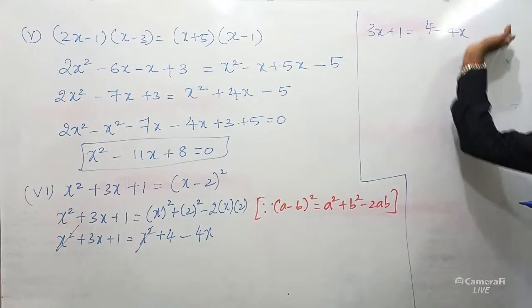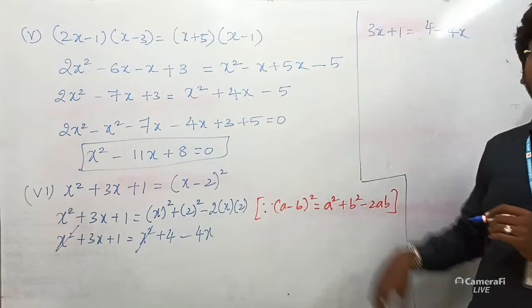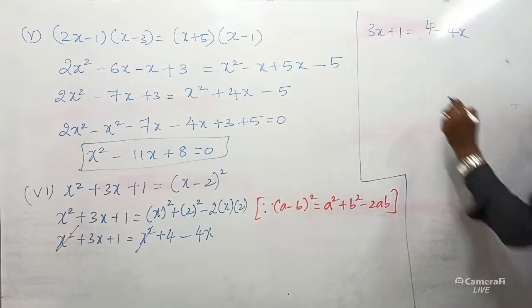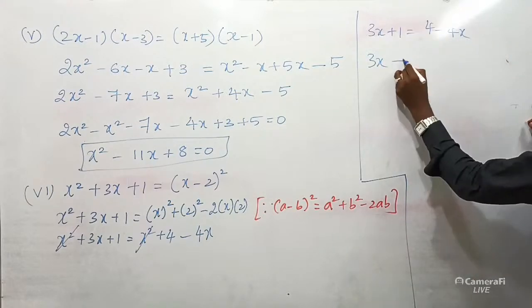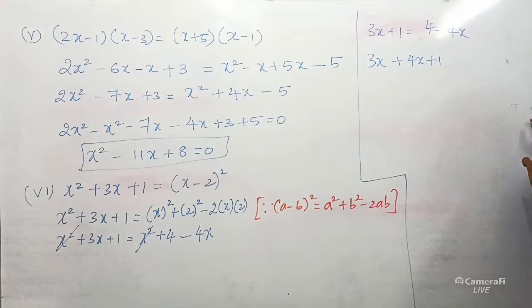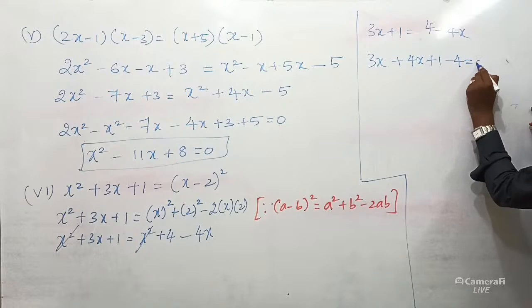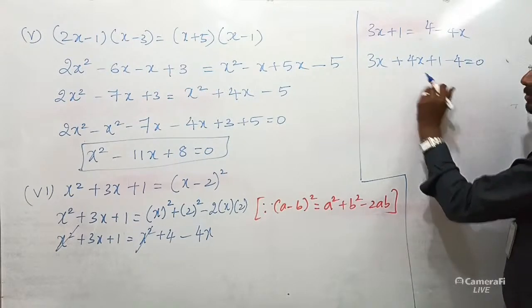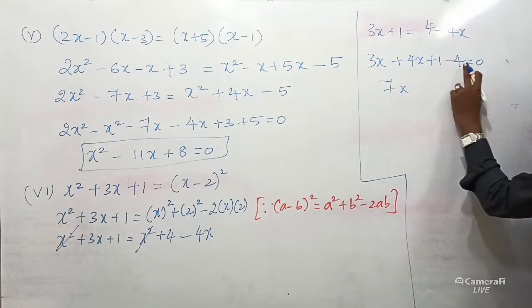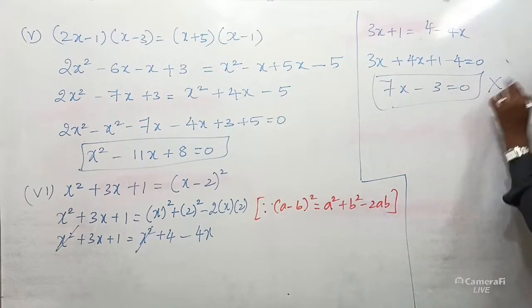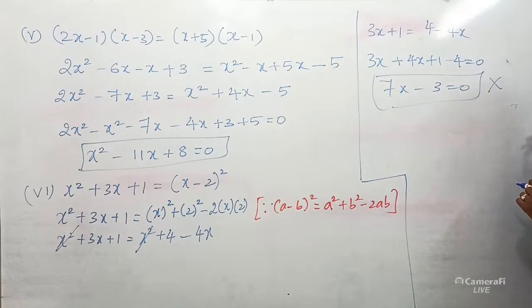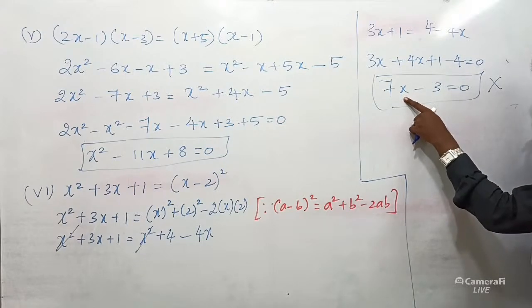If I take minus 4x to the LHS part, it will become plus 4x, so that I can add the terms. 3x as usual plus 4x, plus 1 as usual. 4 when it is shifted to the LHS part will become minus 4, is equal to 0. 3x plus 4x is 7x, 1 minus 4 is minus 3. Now this is not in the form of a quadratic equation, that is ax square plus bx plus c, because it is in the form of a linear equation.